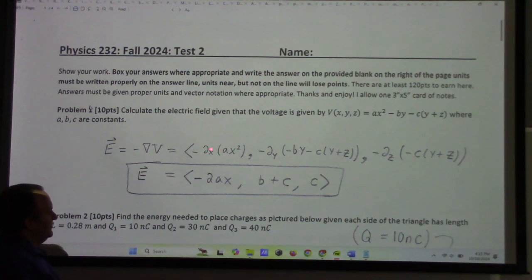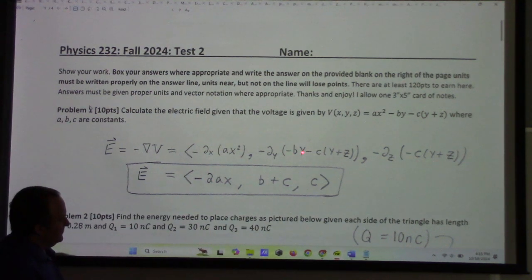Now the only thing that matters is this term because there's no x dependence over here, so I can just take that derivative. And for the y derivative, only this piece and that piece matter because there's no y dependence there. And likewise, there's only a z dependence over here. So that gives me minus 2ax here, and this minus gives me plus. Partial derivative of y with respect to y is 1. That gives me b, and then over here also minus plus, and this differentiates to give me a c.